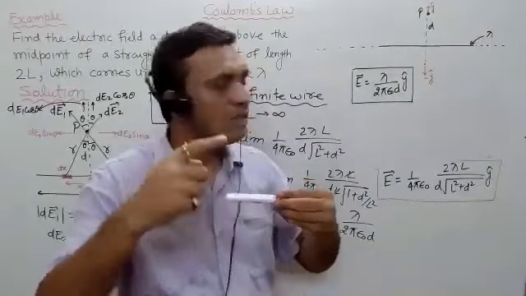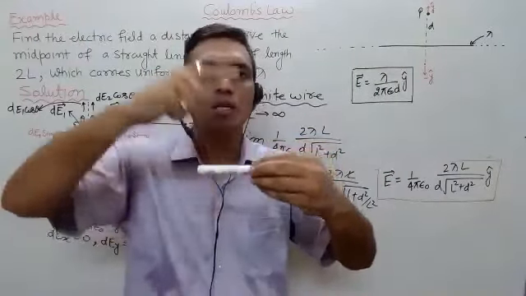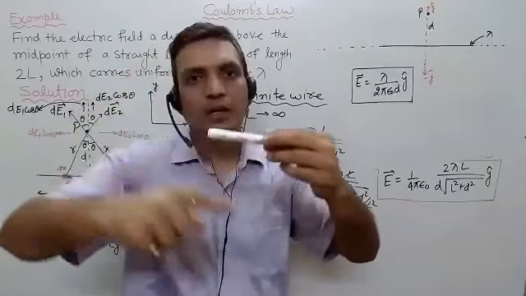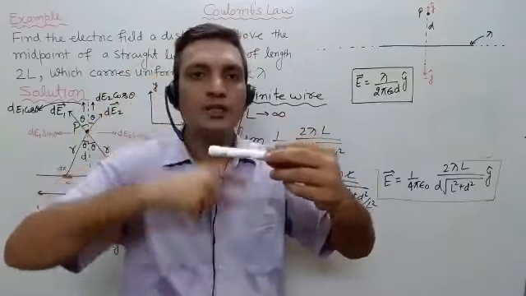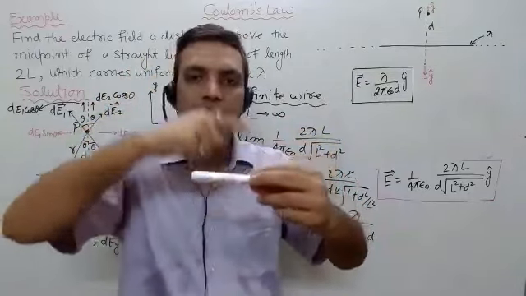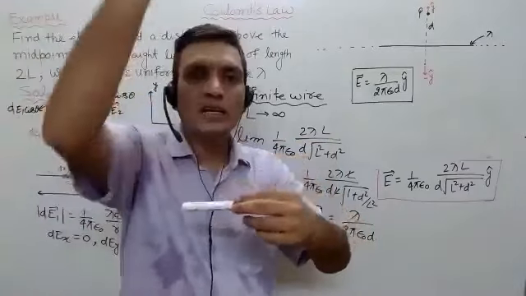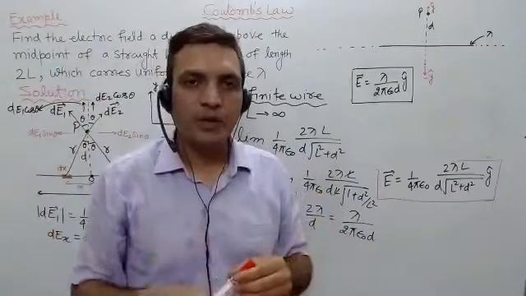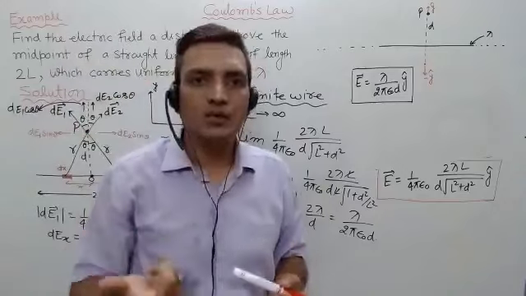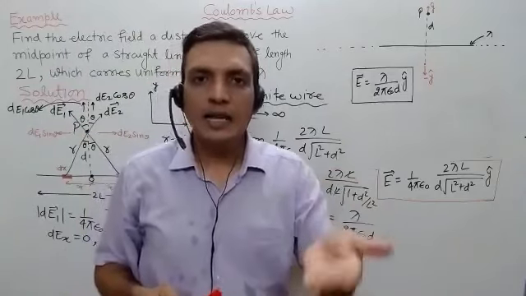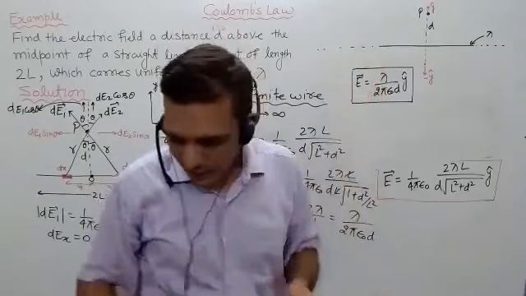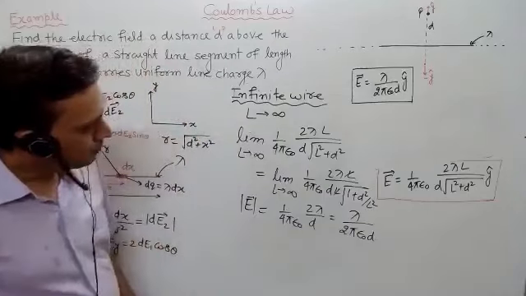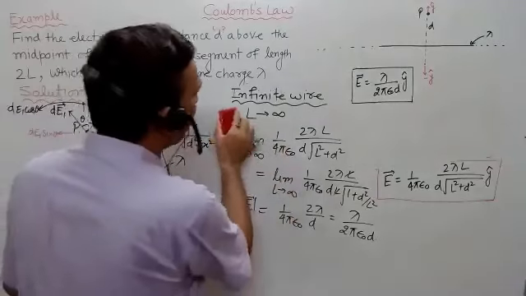But in cylindrical symmetry, if you draw a circle around the wire, at each point the magnitude will be the same because the radius is, let's say, d. And the direction in cylindrical symmetry is simply r cap, because the direction is radially outward, that is the r cap direction. So we can easily express this electric field in cylindrical coordinates.